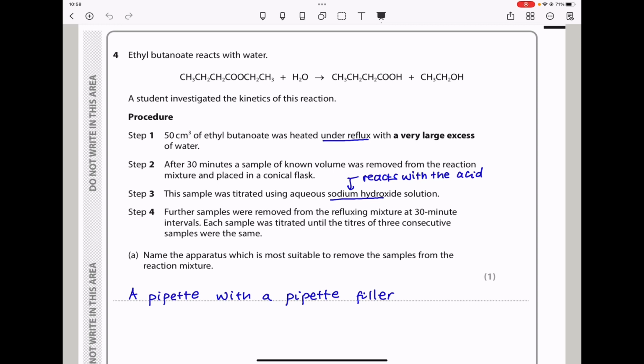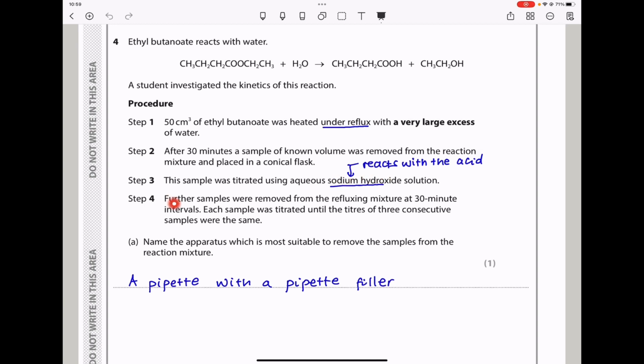In step 3, this sample was titrated using aqueous sodium hydroxide solution. And again, this is reacting with the acid. And then in step 4, further samples were removed from the refluxing mixture at 30-minute intervals, and each sample was titrated until the titers of 3 consecutive samples were the same.